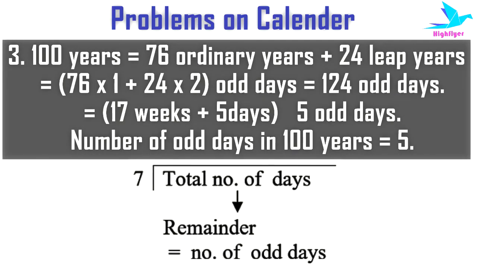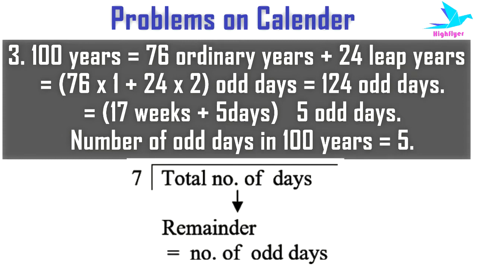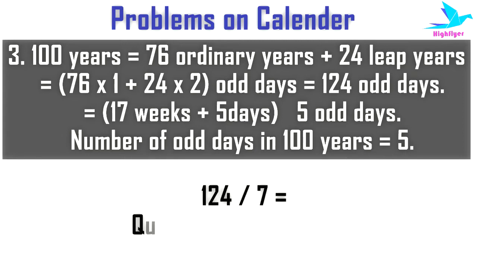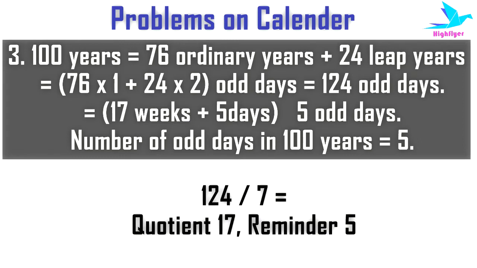Now 100 years equals 76 ordinary years plus 24 leap years. Now let's take one odd day from every ordinary year and 2 odd days from every leap year. That is equal to 76 into 1 plus 24 into 2 odd days. That is equal to 124 odd days. Now the common approach is to simplify all the odd days into complete weeks plus number of leftover odd days. That is equal to 17 weeks plus 5 days. So here the number of leftover odd days is 5. So the number of odd days in 100 years equals 5.